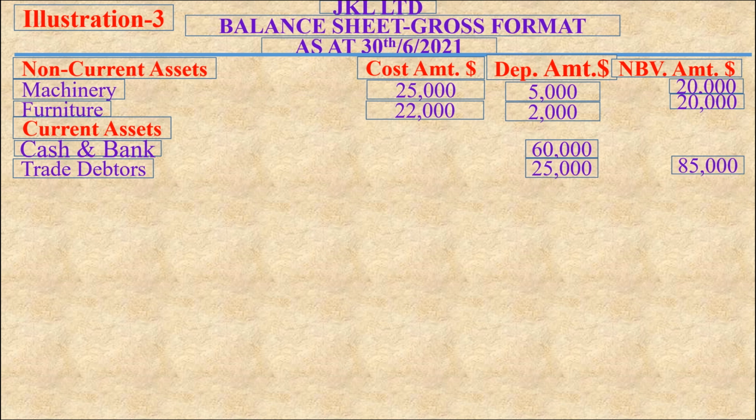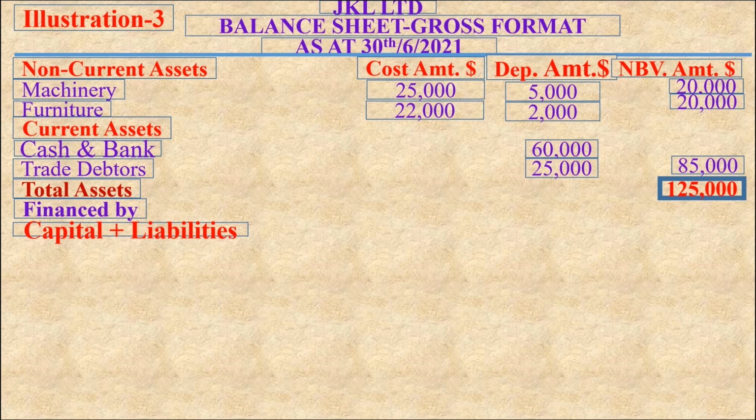Then we add the two. Now we can put that total figure, that aggregate figure, as the name suggests, to the farthest corner of the balance sheet. Then we go with the total assets. When we combine the two, we get 125,000. Then we look at how these assets were financed. In this case, we consider capital and the liabilities.